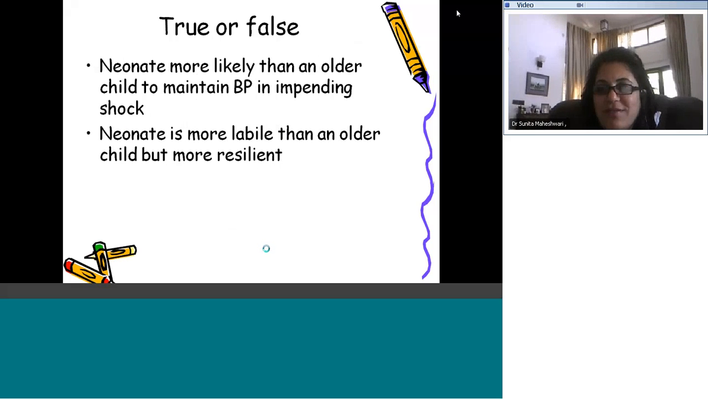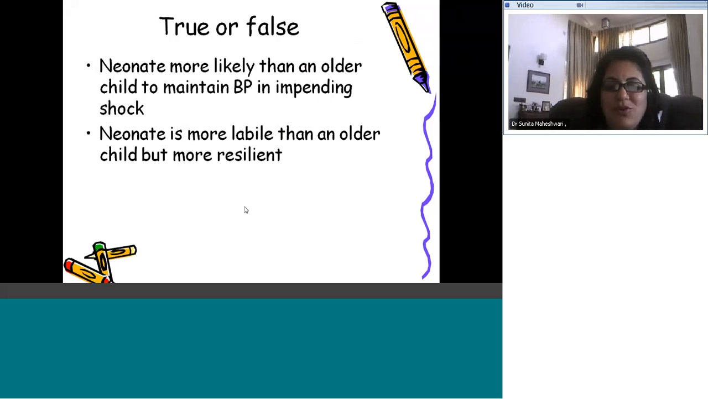True or false question. Neonate is more likely than an older child to maintain blood pressure in impending shock. True or false? Any other answers? Two false, one true. Anything else? Any other answers? No one wants false, one true, two.